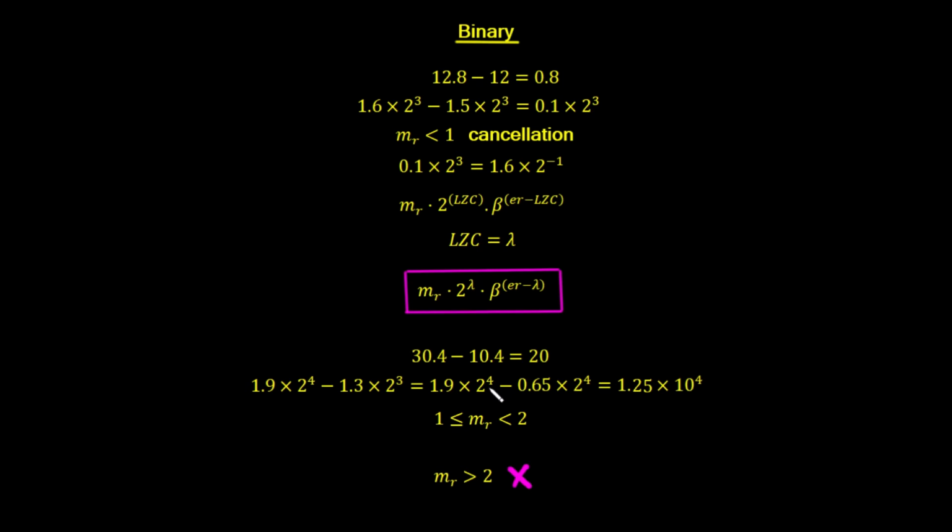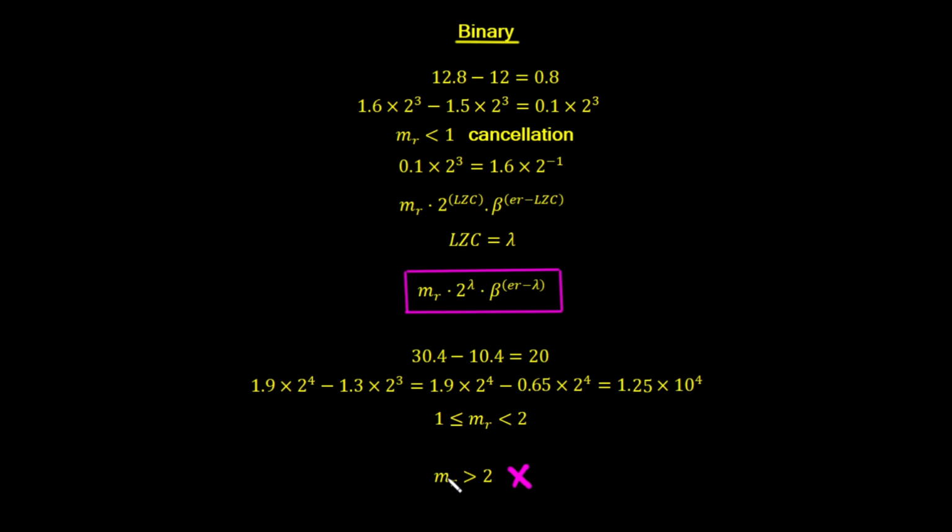So we've got the same exponents. That means we can now subtract. So we'll have 1.9 minus 0.65 is equal to 1.25 times 10 to the 4. So we can see here that this mantissa is within the range 1 to 2. So it means that we don't need to do any normalisation in this case.